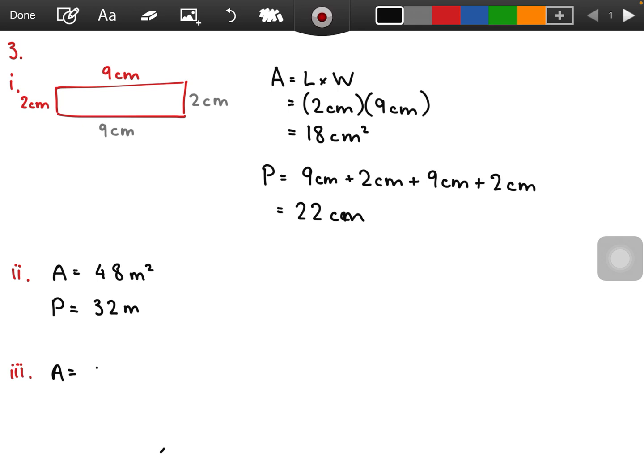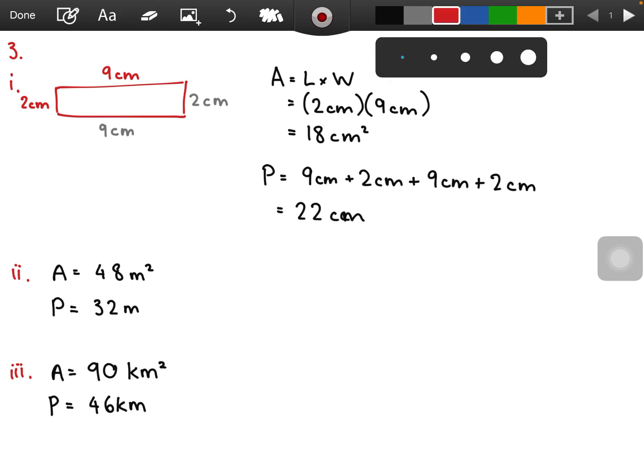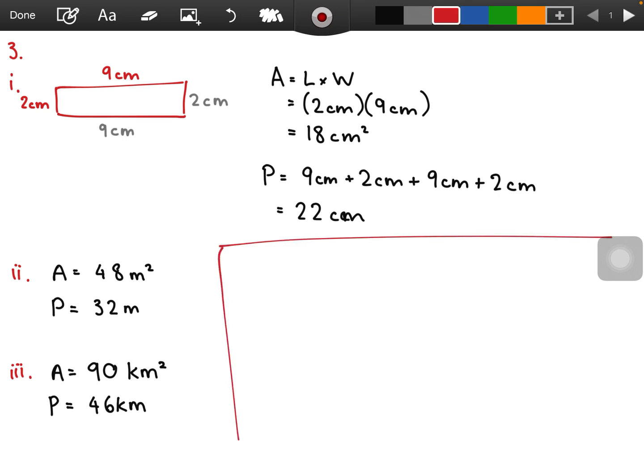Okay, for part 3, we have a rectangle with 18 kilometers and 5 kilometers. So for my area, I'm going to multiply 18 times 5 and I'm going to get 90. Okay, and my unit is kilometers squared because it's area. And then for my perimeter, I can add 2 times 18 plus 2 times 5, and I get 46. So it would take 46 kilometers to walk around that rectangle.